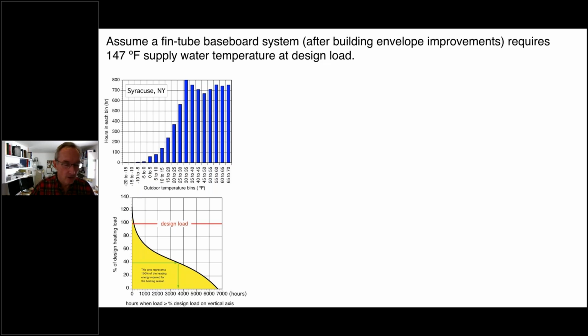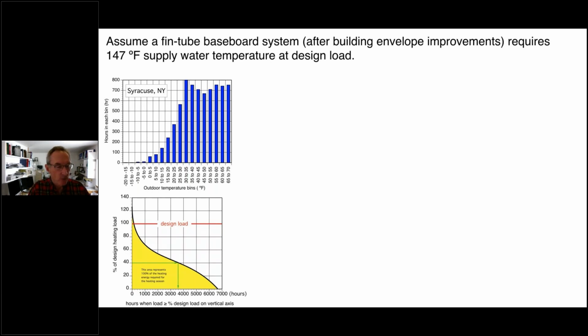And then on the horizontal axis, this is the number of hours in a year when the design load is greater than or equal to some percentage of the load on the vertical axis. So, for example, if I ask the question, how many hours per year are we at or above 40% of design load? Over on the left, you can find 40, follow the green line over to the curve and then down. Looks like roughly 3,600 hours a year we're at or above 40% of design load.